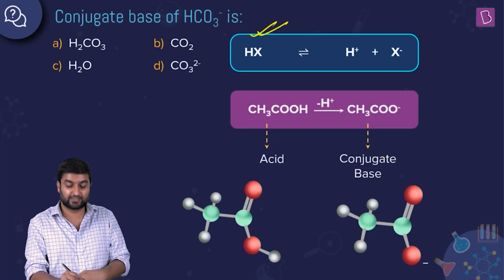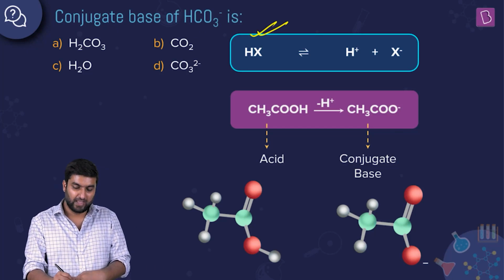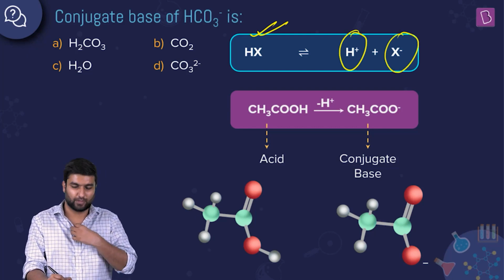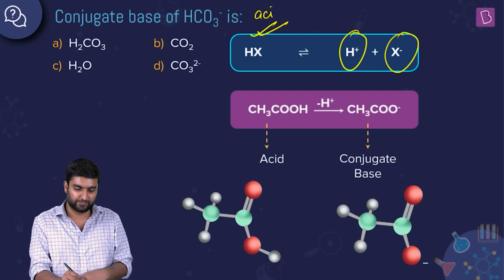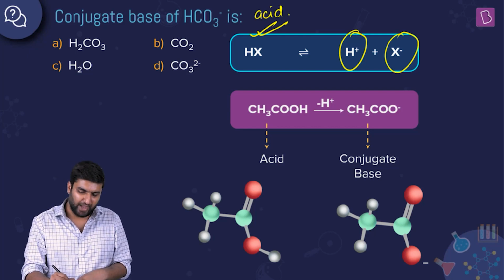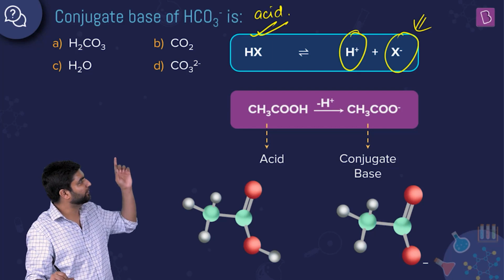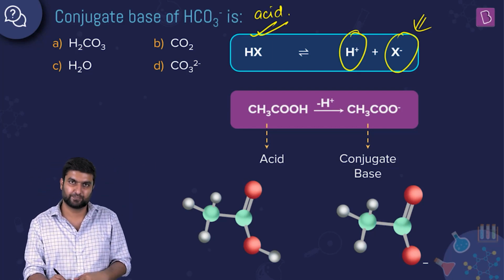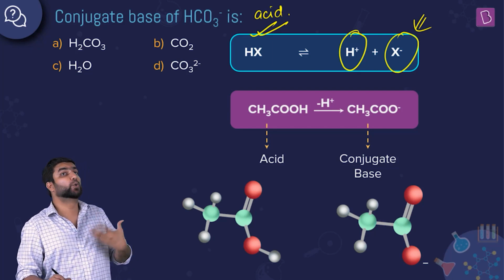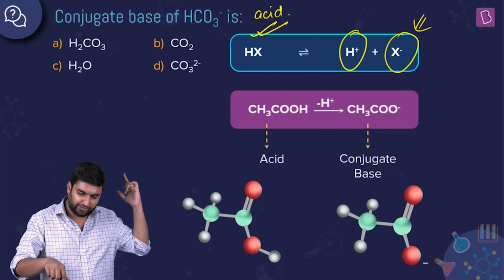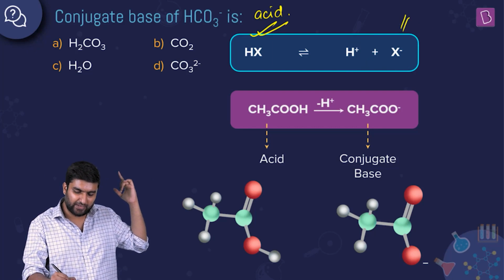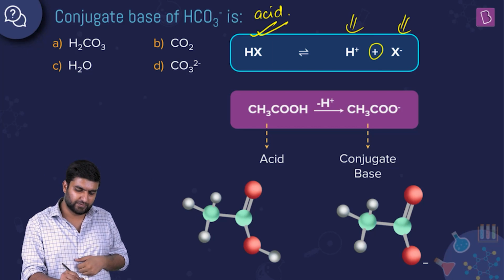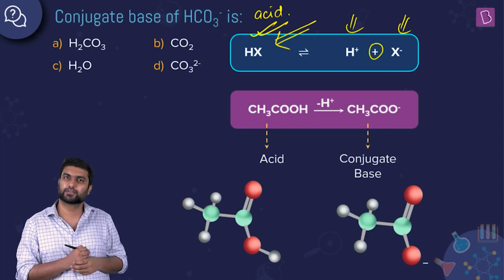Let's say we have HX. It gives you H plus and X minus. Now, obviously, this is an acid. X minus obviously over here, right? So take a look at X minus and take a look at the backward direction, right? So in the backward direction, this X minus combines with this H plus and forms HX.